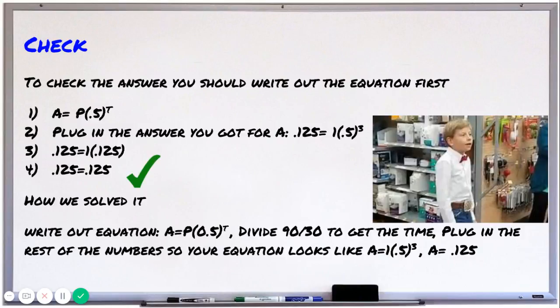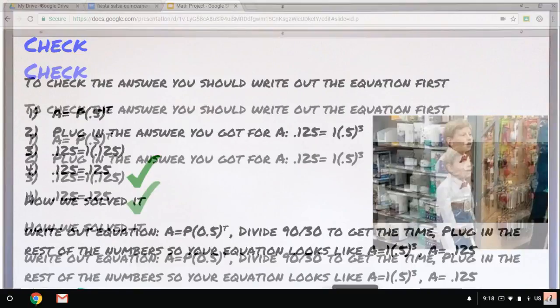0.125. How we solved it: write out the equation A equals P in parentheses. Divide 90 by 30 to get the time, and then plug in the rest of the numbers so your equation looks like A equals 1 times 0.5 raised to the 3rd power, and get your final answer, 0.125.